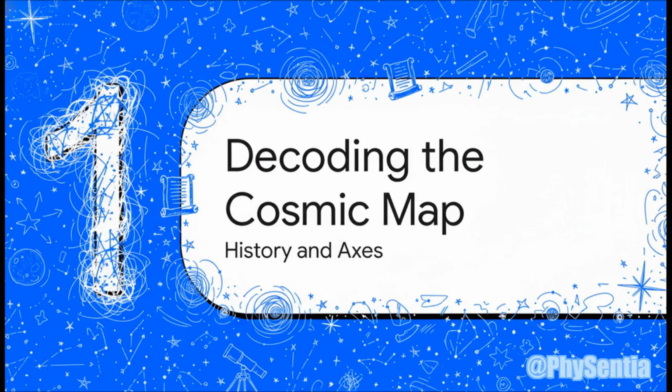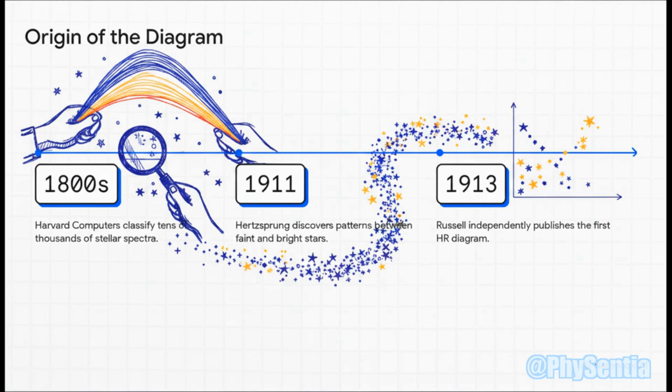All right, part 1, decoding the cosmic map. Let's look at the history and the axes. You know, the story behind this diagram is a fantastic example of simultaneous discovery. It really starts back in the 1800s. The foundational work was brilliantly laid out by the Harvard computers. These were pioneering women like Williamina Fleming, Antonia Maury, and Annie Jump Cannon. They meticulously classified tens of thousands of stellar spectra completely by eye. It's wild to think about.